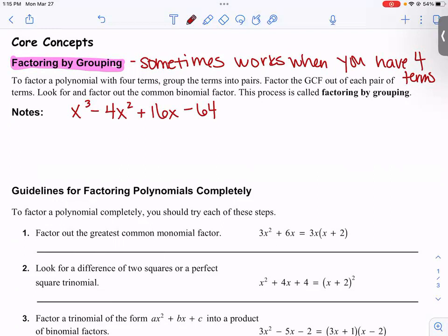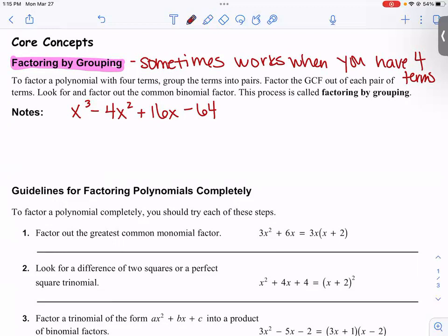Is there a GCF for all 4 terms? Oh yeah. Okay, I'm not factoring out a 1. You guys, there is not a GCF for all 4 terms. Because this term doesn't have an x, so x is not a GCF. This term is not a multiple of 4, so 4 is not a GCF.